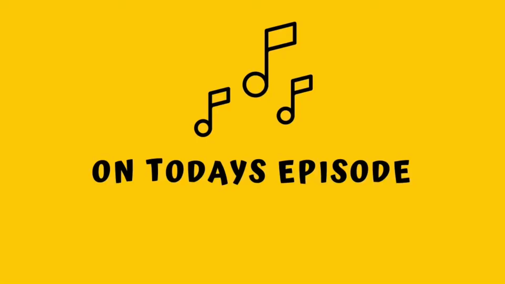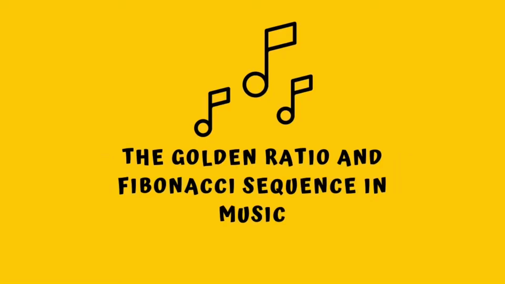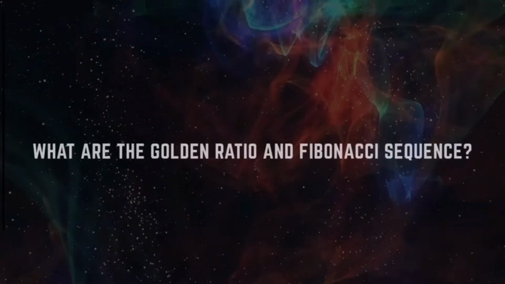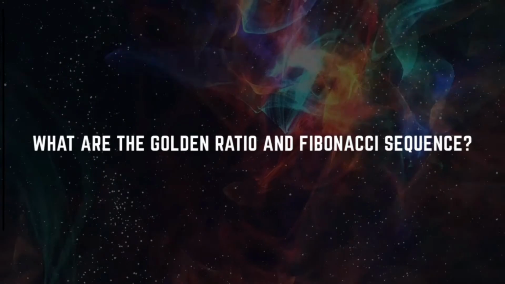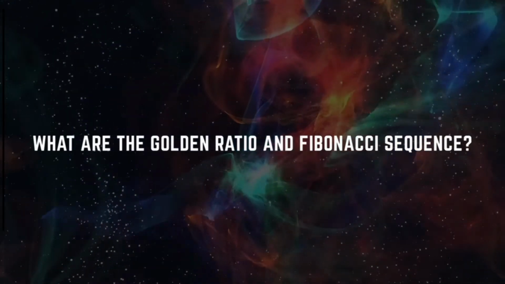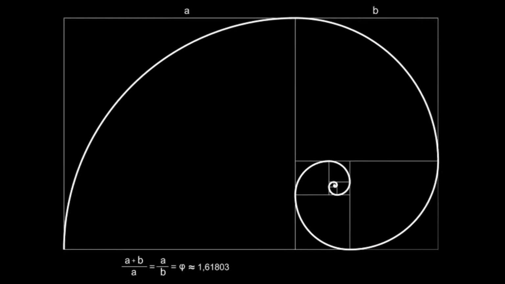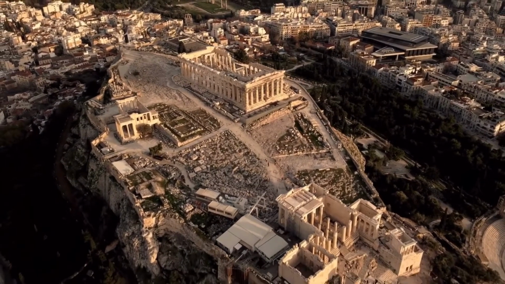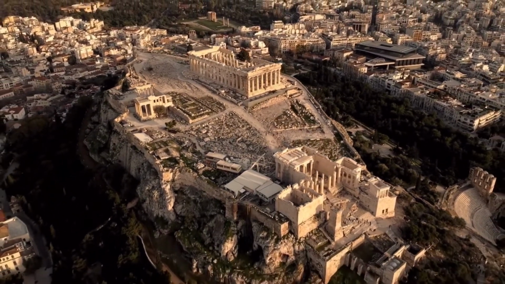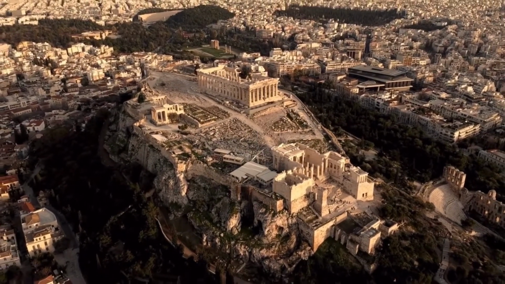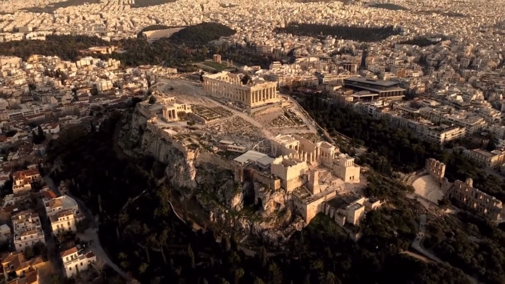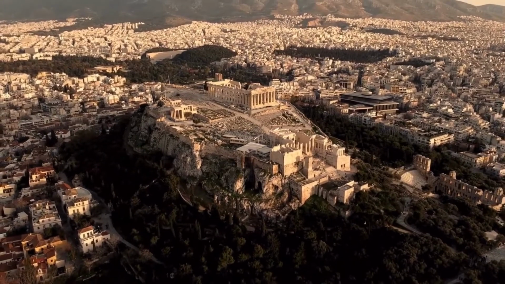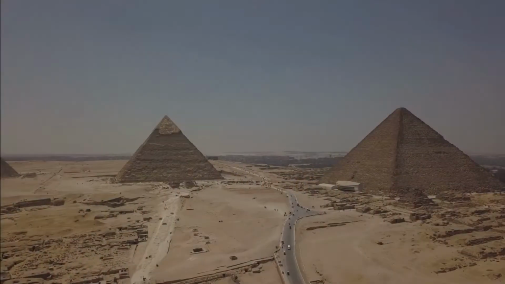On today's episode, we will be talking about the golden ratio and Fibonacci sequence in music. But what are the golden ratio and Fibonacci sequence? The golden ratio is one of the most famous terms in math, often denoted by the Greek letter phi. Its fame comes from it being a special number approximately equal to 1.618.